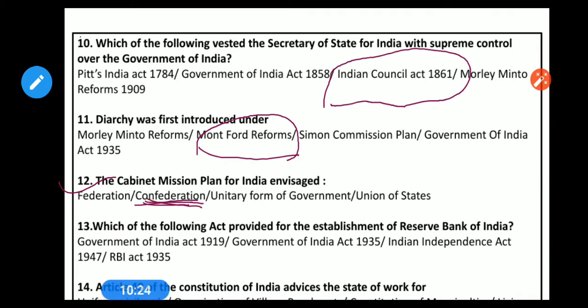Question number 13. Which of the following acts provided for the establishment of the Reserve Bank of India? Options are the Government of India Act 1919, the Government of India Act 1935, Indian Independence Act 1947, RBI Act 1935. The correct option is Government of India Act 1935. Through this act the Reserve Bank of India was provided.